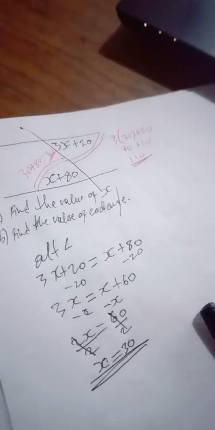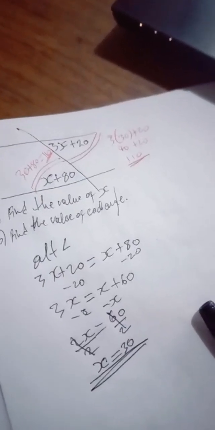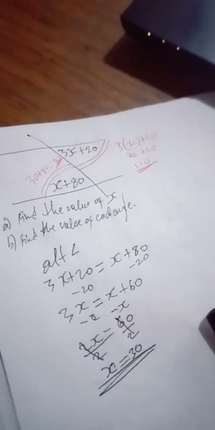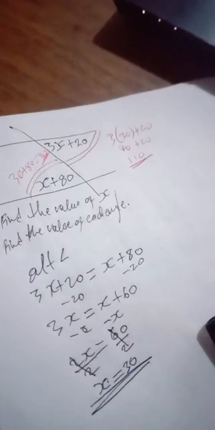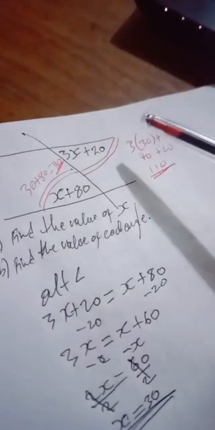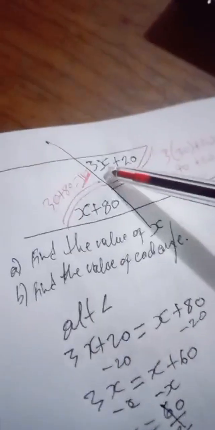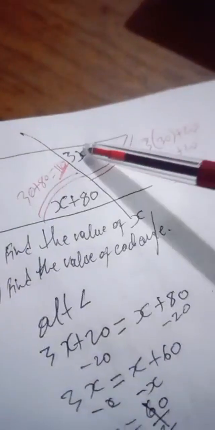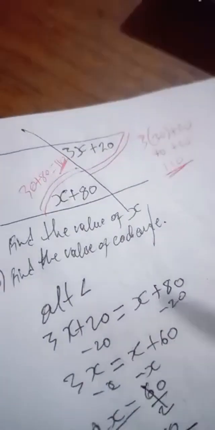This is a typical exam question. They want to see if you know the relationship between the angles, and if you know how to apply algebra in geometry. How did you get 110? x is 30. Replace x with 30. 3 times 30 plus 20 gives you 110.